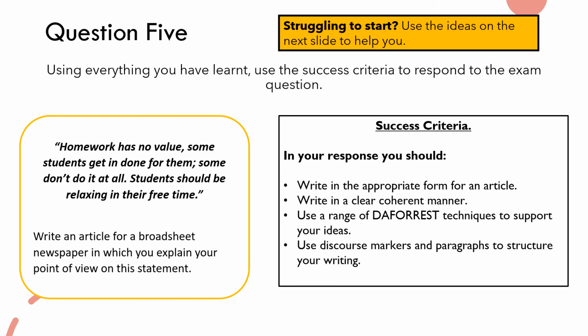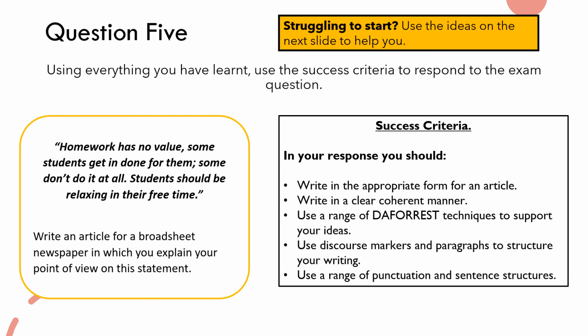Use discourse markers and paragraphs to structure your writing. So when we're talking about discourse markers, we're thinking about things like firstly, secondly, thirdly, and in conclusion. These are discourse markers that help sequence our writing, and you also have ones that help us to contrast ideas, like however and although, or ones that build onto it, like in addition. Right, so they're very important and they really help us to structure our writing and tell us which direction you're going to go with it as well.